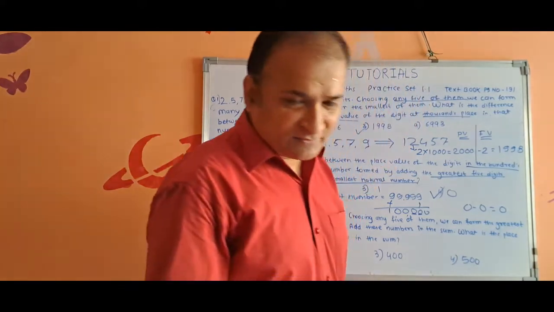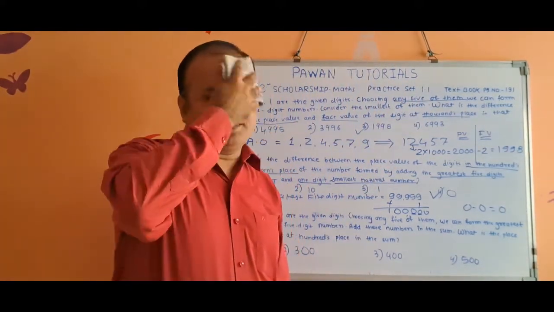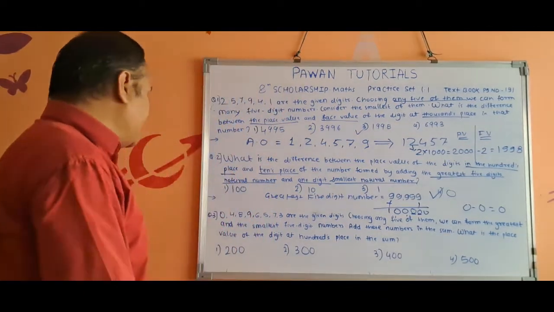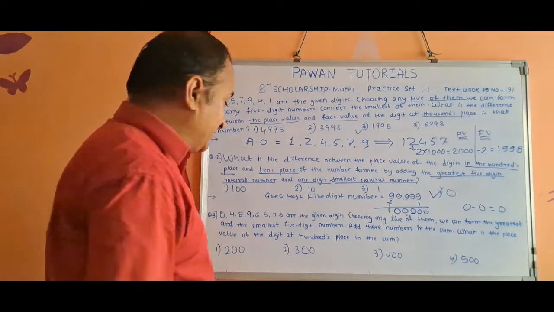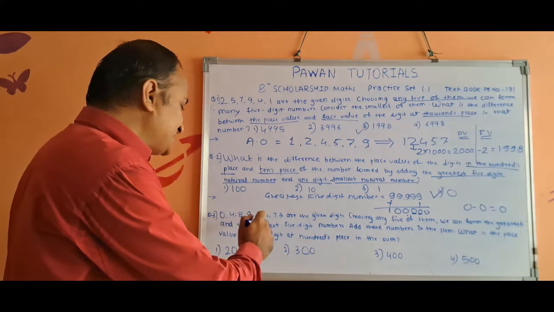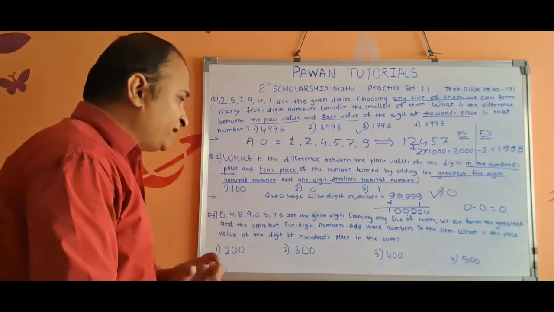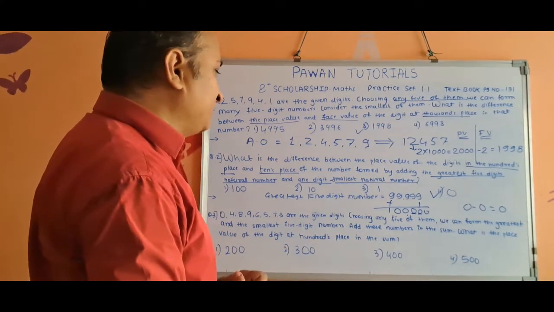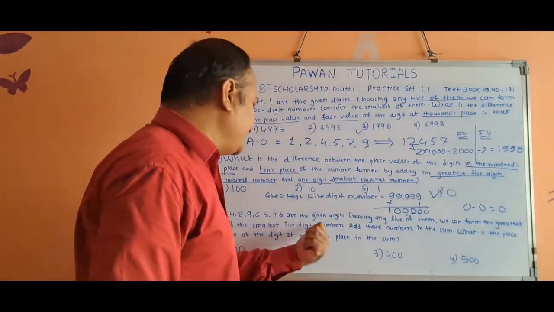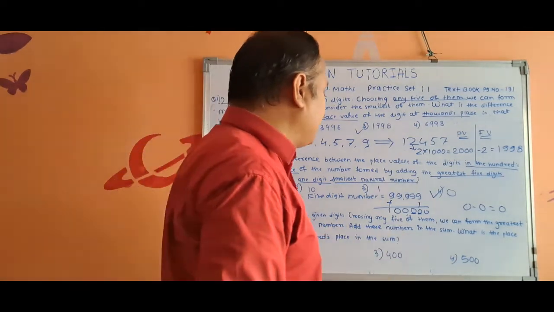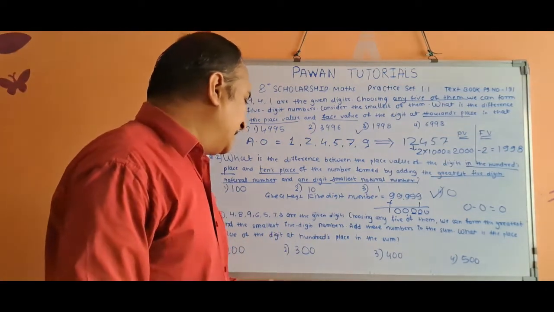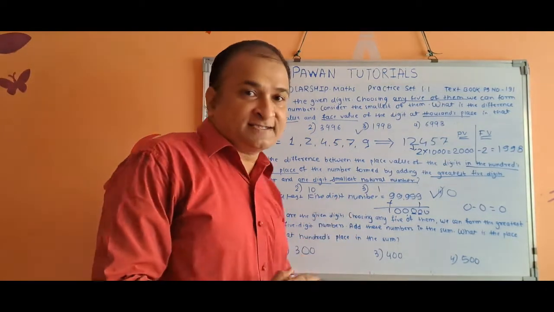Understood, students? Very good. Now look at the next question, students. Question number 3. So what is there in question number 3? Let's try to understand. The digits 0, 4, 8, 9, 6, 5, 7, 3 are the given digits. Choosing any 5 of them, we can form the greatest and the smallest 5-digit numbers. Add these numbers. In the sum, what is the place value of the digit at the hundreds place?